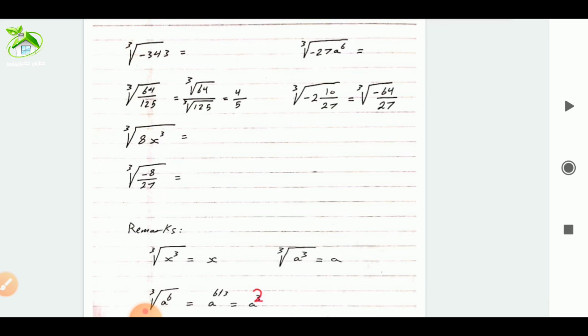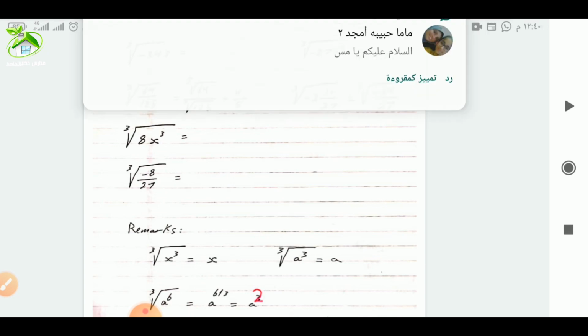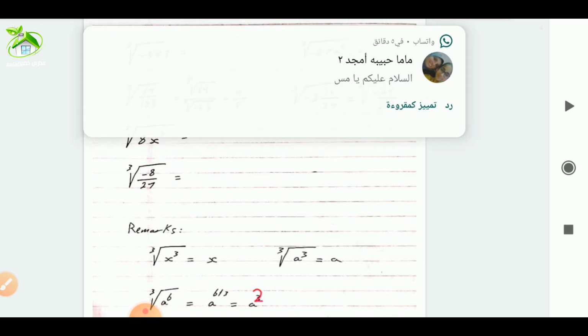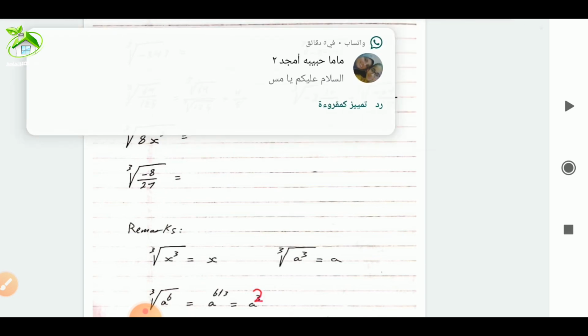The cube root of negative 27 a power 6 equals: first we get the cube root of negative 27, then we get the cube root of a power 6. The result will be negative 3 a power 2.